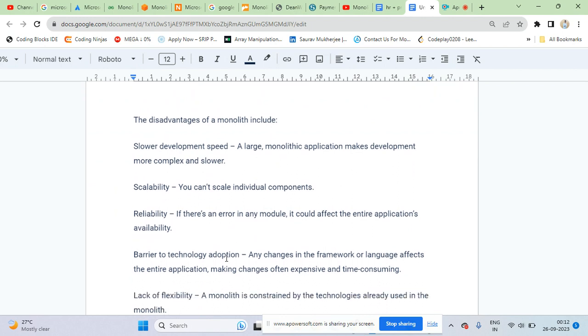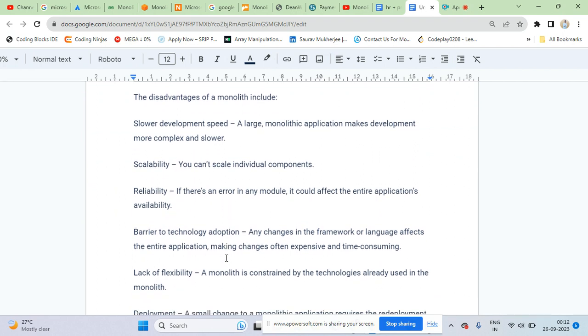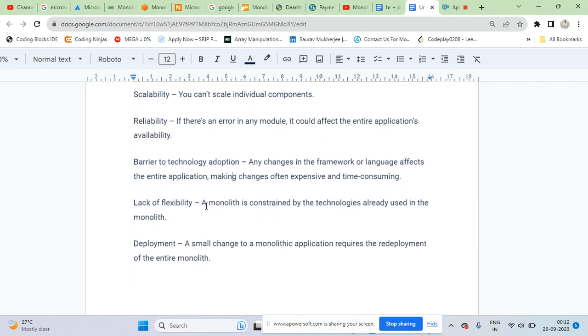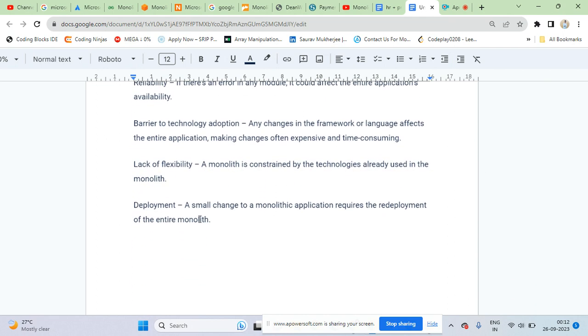You cannot scale individual components. Reliability is an issue. An error in one module is a single point of failure. Obviously, any error in a module could affect the complete application. Barrier to technology: lack of flexibility, since you are constrained by the technology already used in the monolith.